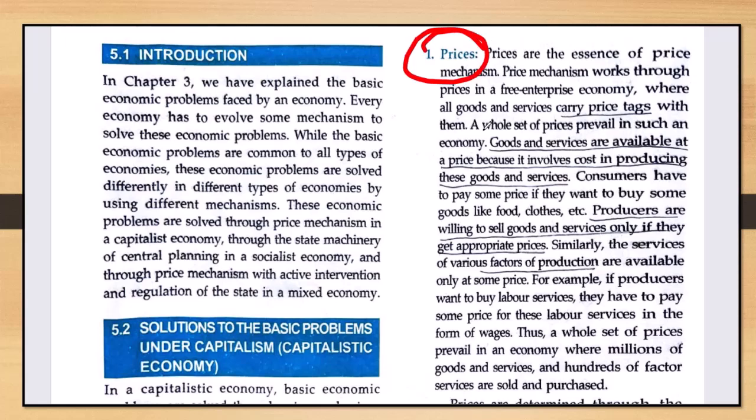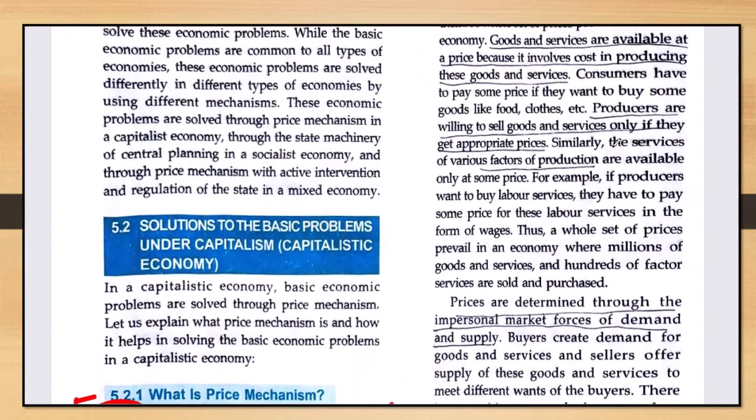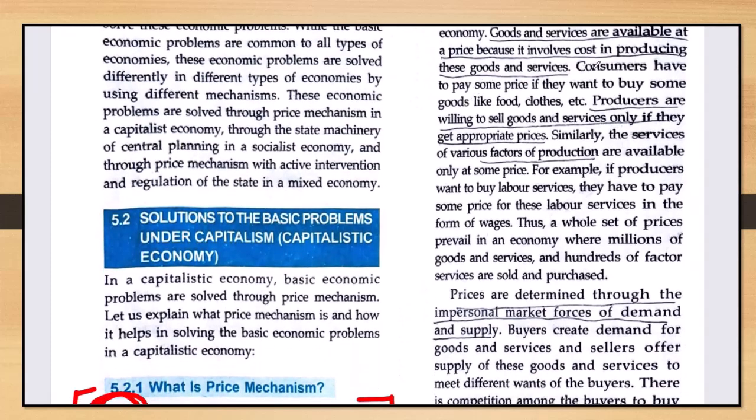A price is basically the value tag on any object, on all goods and services. We all know that goods and services carry price tags. Looking at this price tag, we can say this is the price or the value of that particular object. Goods and services are available at prices because it involves cost in producing. Now, have you ever thought why goods and services are being tagged with prices? The first answer is cost.